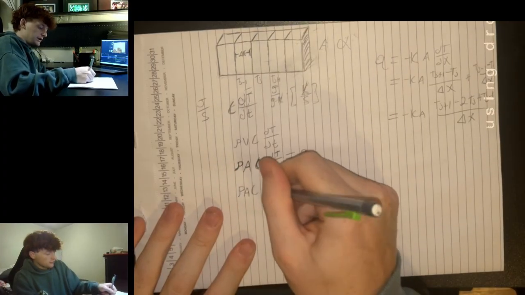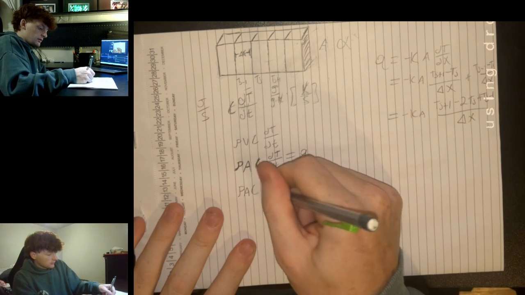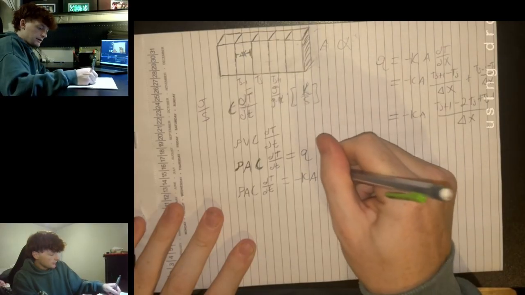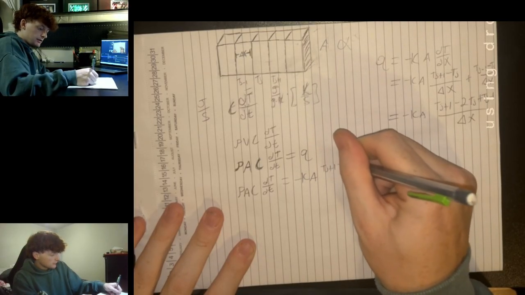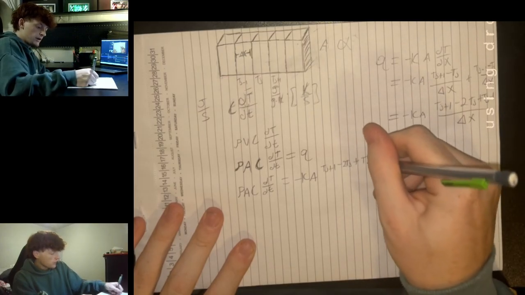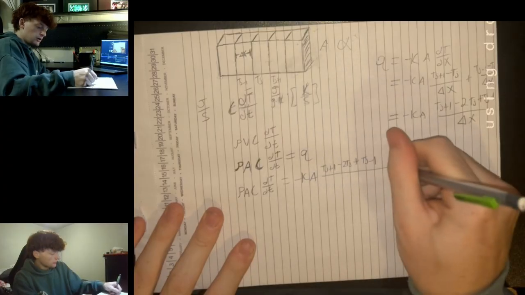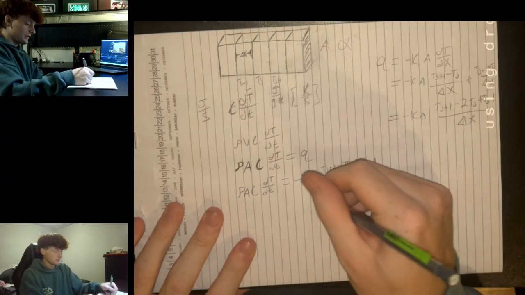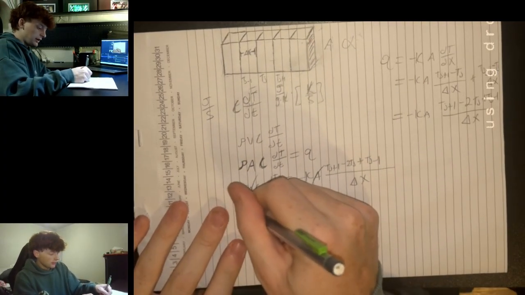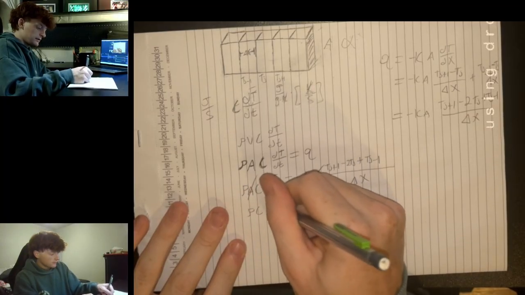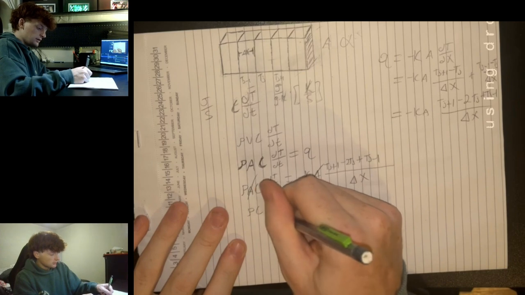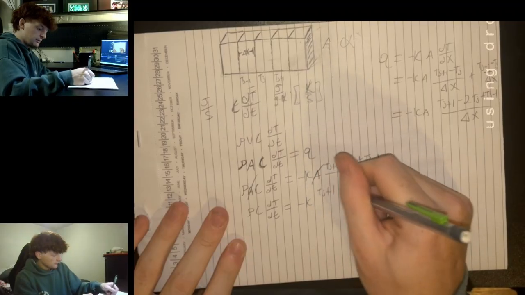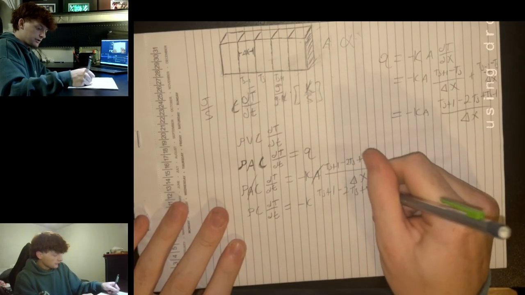We have rho A C times the partial derivative of T over time equal to negative K A times Tj plus 1 minus 2Tj plus Tj minus 1 over delta x. What sticks out here is we have an A on both sides of our equation, so we go ahead and cancel those out, and we're left with rho C times the partial derivative of T over the partial derivative of time equal to negative K times Tj plus 1 minus 2Tj plus Tj minus 1.